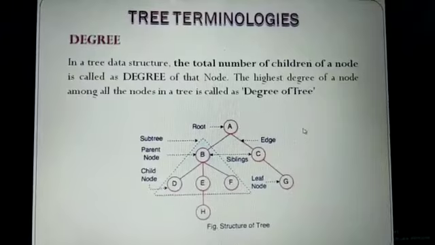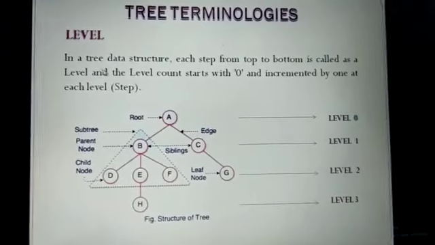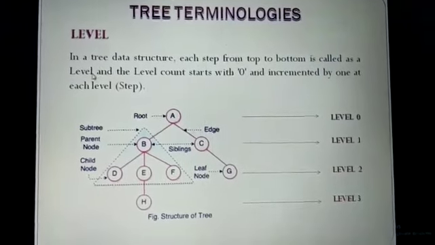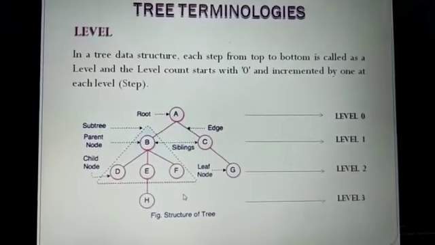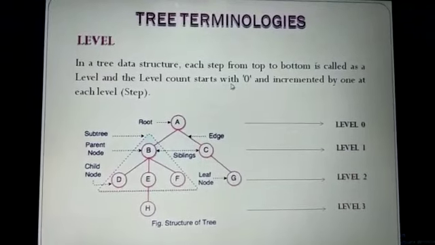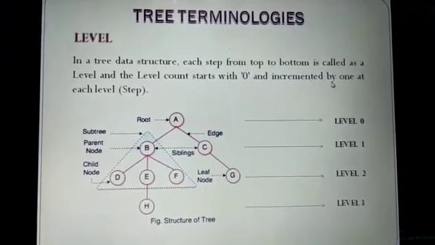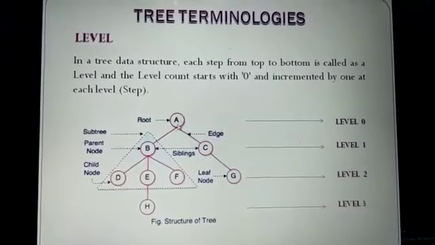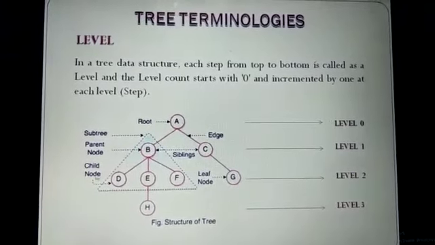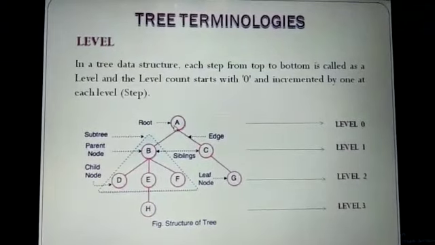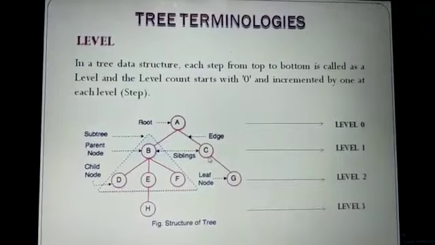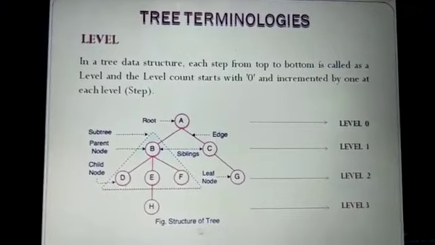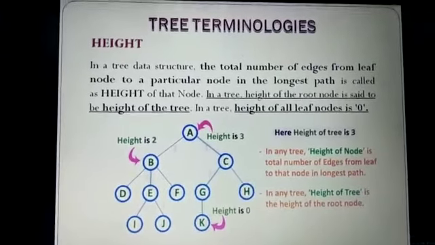Next one, level. In a tree data structure, each step from top to bottom is called a level, and the level count starts with 0 and is incremented by 1 at each level. In this example, node A is at level 0. In any tree data structure, the root node is always at level 0. B and C are at level 1, D, E, F, G are at level 2, and H is at level 3. Next terminology is height of the tree.